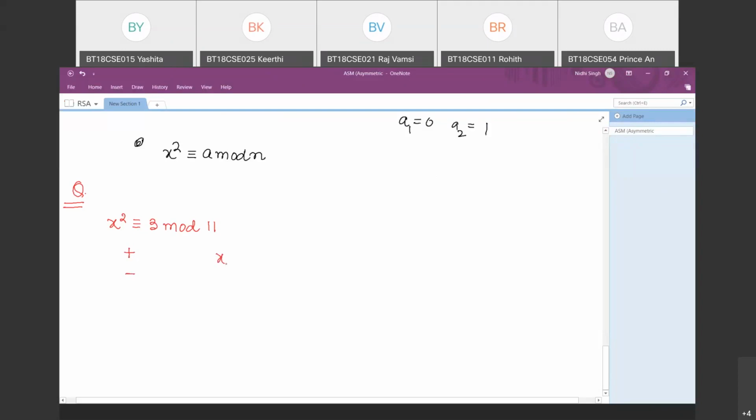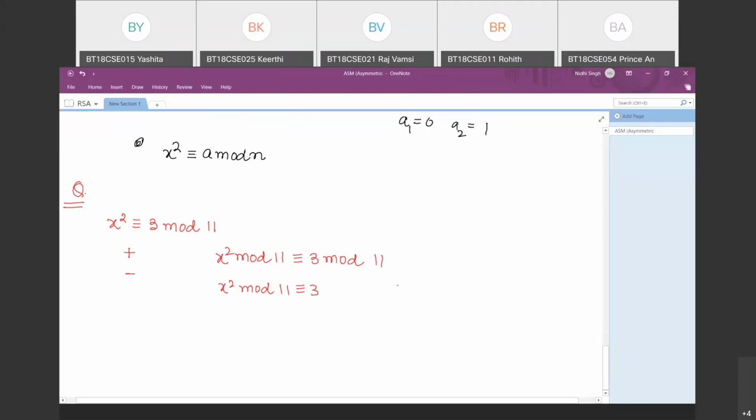It can be written like that, x square mod 11, because it is a congruence, so the left hand side operation can be applied over the right hand side and the right hand side operation can be applied over the left hand side. So x square mod 11 congruent to 3 mod 11. Now x square mod 11 congruent to 3, we can write like that. Now we have to calculate the value of x in such a way that after performing the square operation over the value of x with following the modulo operation, my answer should be 3.